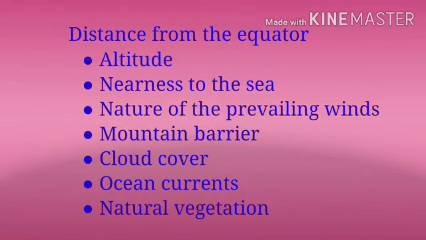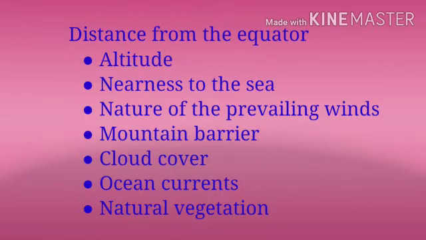Distance from the equator: the sun's rays fall vertically on the equator. The rays are inclined on the regions away from the equator and near the poles due to the spherical shape of the earth. The vertical rays heat up the earth more than inclined rays. Thus the places near the equator are warmer than the places which are far away from the equator.